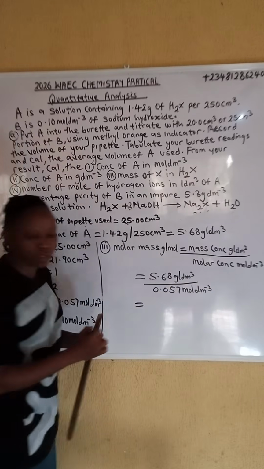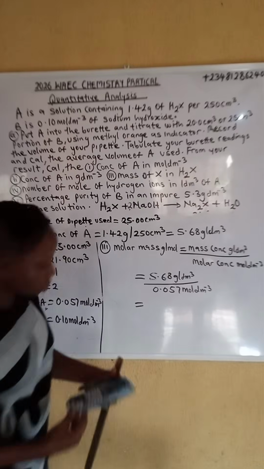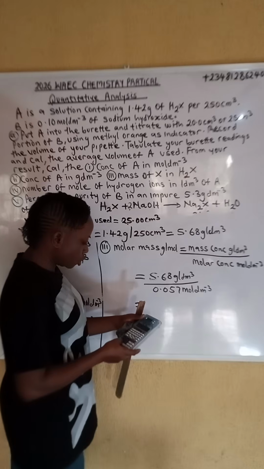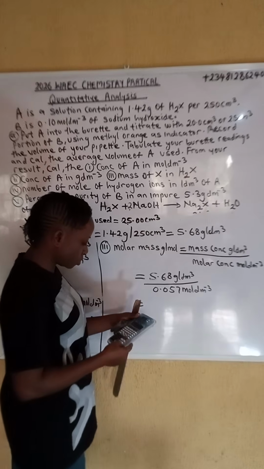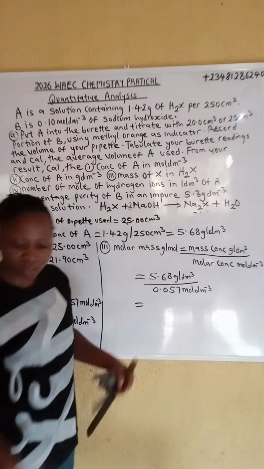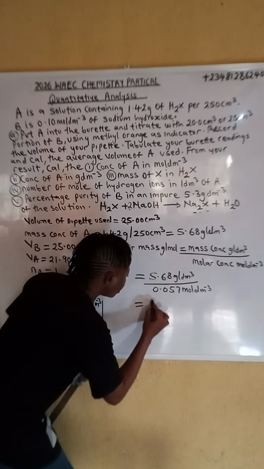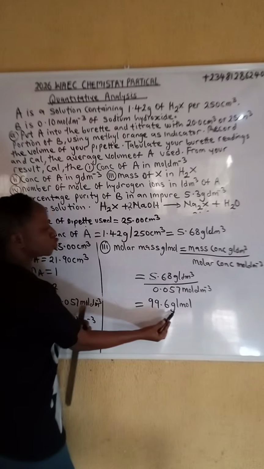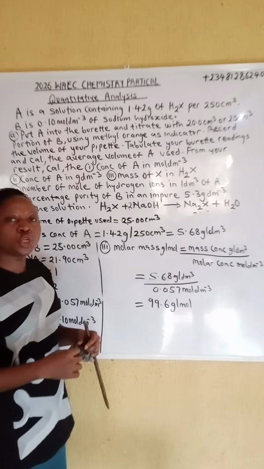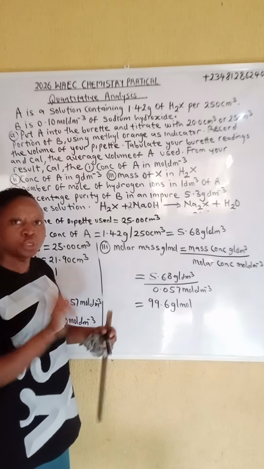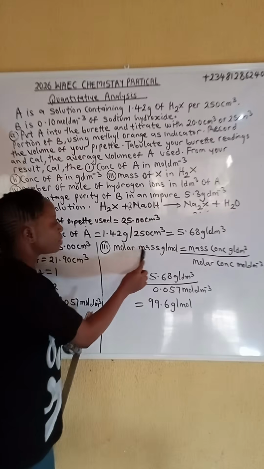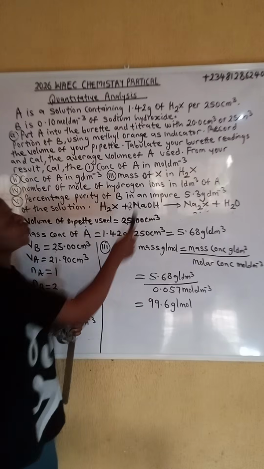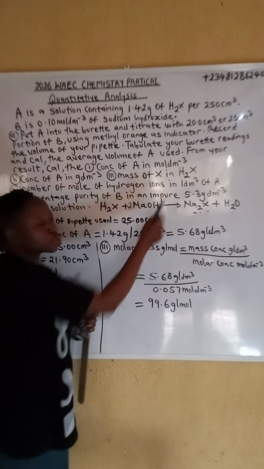0.057 mole per dm cube. So which is equal to 5.68 divided by 0.057. That is 99.6 gram per mole. This unit is very, very important. No mark for no unit. So your molar mass is always in gram per mole. That is not where we are going. What we are looking for is the mass of X in H2X.